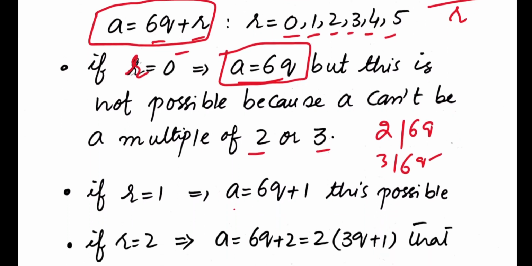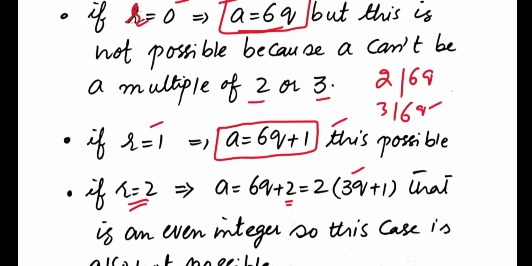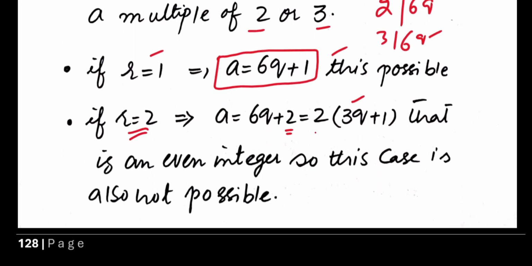In the second case, if r is 1, then a is 6q plus 1. This number is divisible by neither 2 nor 3. So this is a possible case. If r is equal to 2, if your remainder is 2, then a becomes 6q plus 2. Taking 2 as common, we have 2 into 3q plus 1. But this is a multiple of 2, so this complete number is an even integer because it is a multiple of 2 here. So this case also does not hold, because your number should not be a multiple of 2.